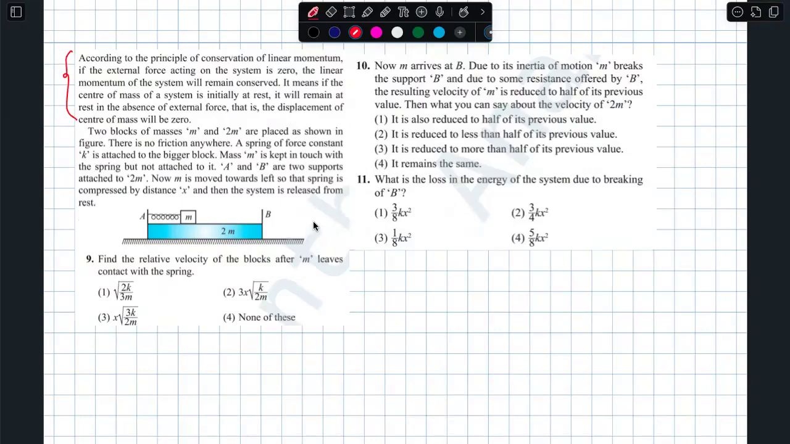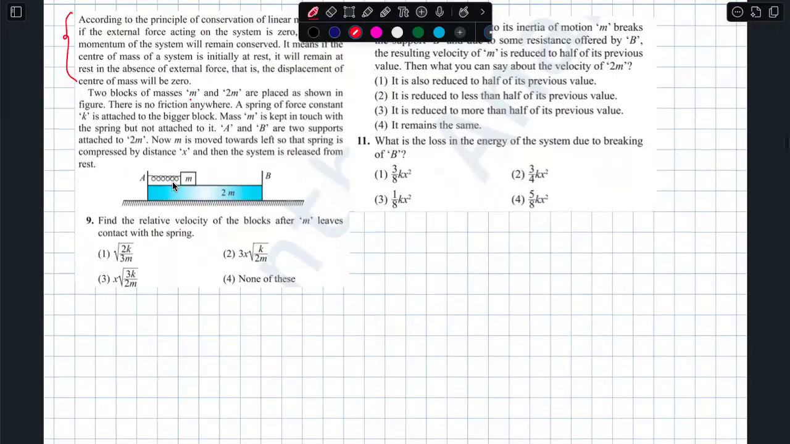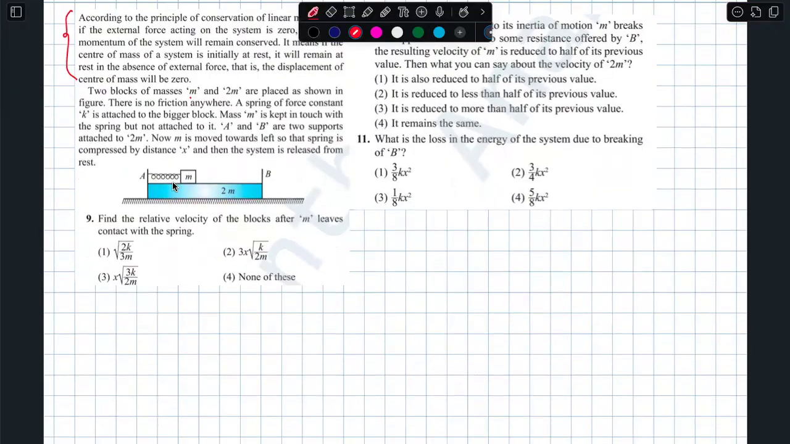Now what is happening? Two blocks of masses M and 2M are placed. Okay, fine. Spring is there. Kept in touch, A and B support. Now M is moved towards the left so that the spring is compressed by distance x and the system is released from rest. Find the relative velocity of the blocks after M leaves contact with the spring.